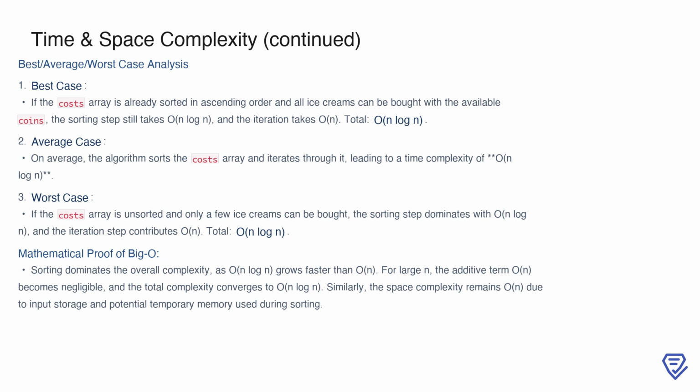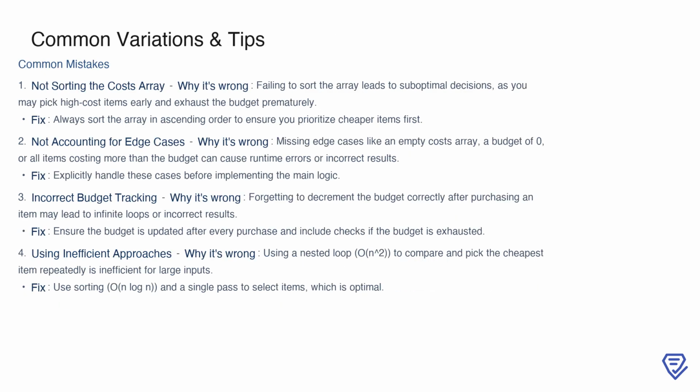Similarly, the space complexity consistently stays at O(n), accounting for the input storage and any temporary memory used during sorting. One of the most common mistakes when solving this problem is failing to sort the costs array. Without sorting, you may end up purchasing high-cost items early, which could exhaust your budget quickly and prevent you from maximizing the number of ice cream bars you can buy.